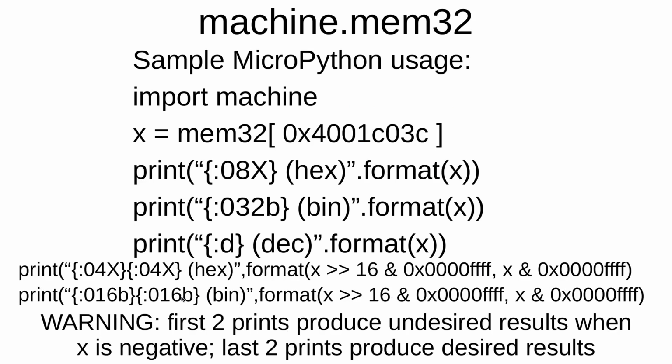And here was a way to fix that. Instead of printing the word, print two half words side by side. When we print the upper half, shift it right 16 bits, clearing out the high order 16 bits. And then for the lower half, AND out the high order 16 bits without shifting, so it would get printed correctly, in hex or binary.